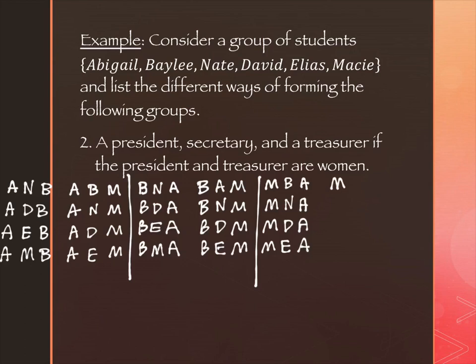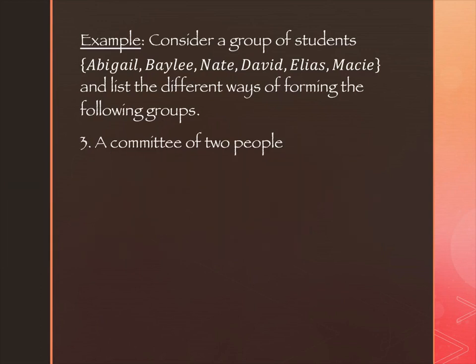Or maybe I don't have Macy, Abigail, I have Macy, Bailey. And then in between, I would have Abigail, Nate, David, and Elias. Okay, so as predicted, we have 8 times 3 or 24 of these. And again, just jot it down because we're going to come back and take a look at this. I think it's in 10-2. Okay, everybody good?